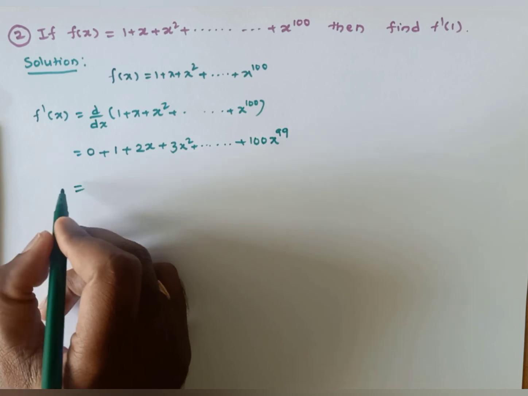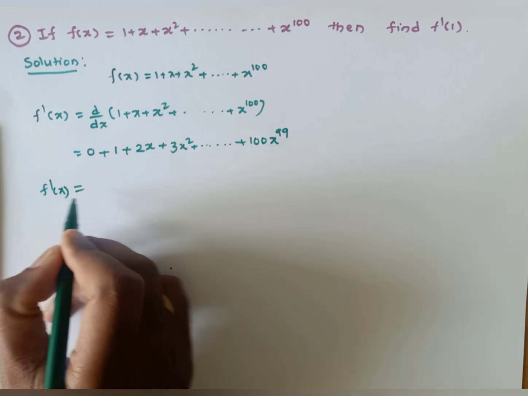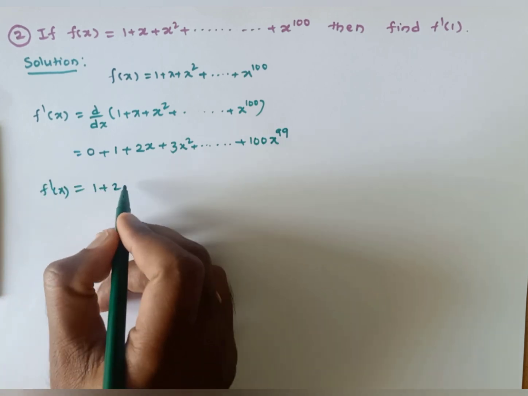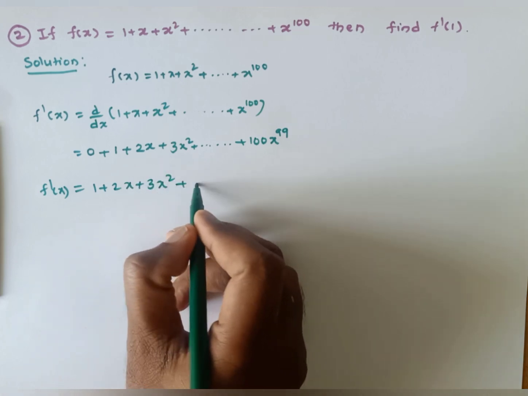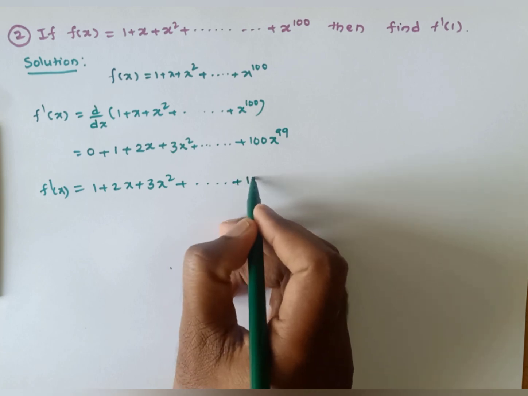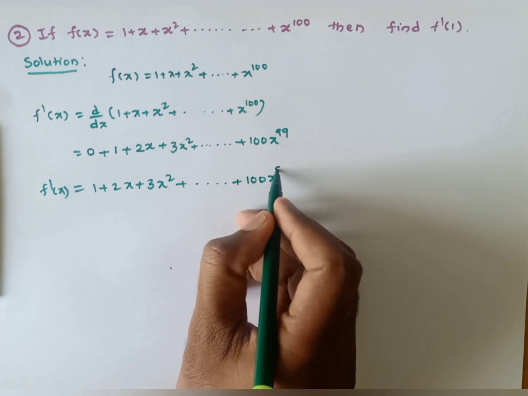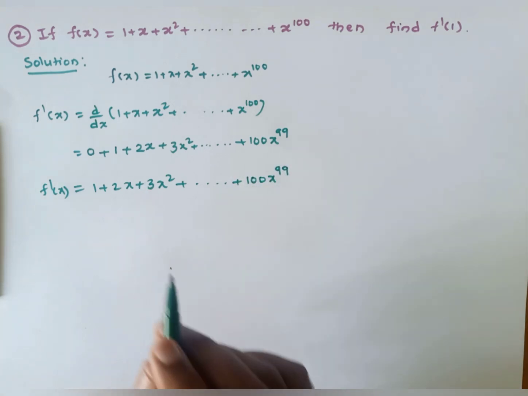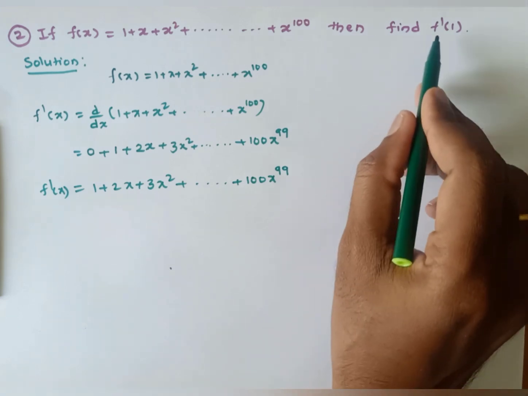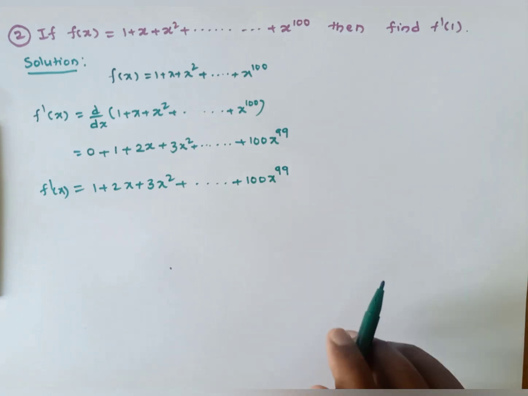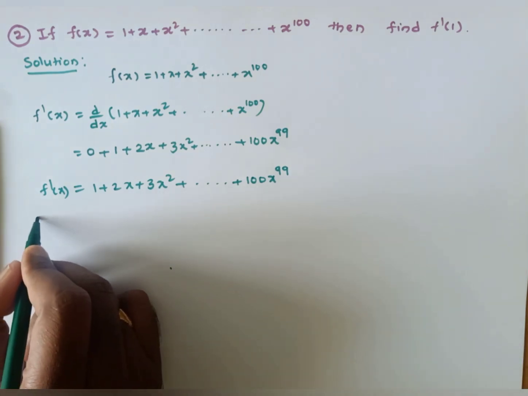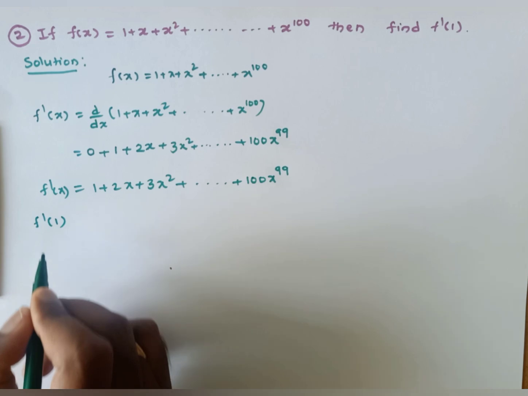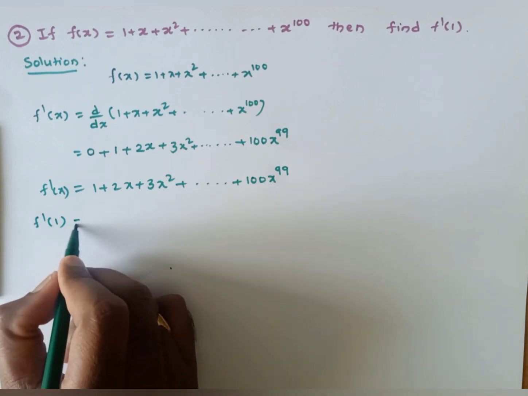So the derivative f dash of x equals 1 plus 2x plus 3x square plus and so on up to 100 into x to the power of 99. So this is the derivative of the given function. But what we have to find? We need to find f prime of 1, f dash of 1. So put x equals 1 in this derivative, and we get f dash of 1, or f prime of 1.